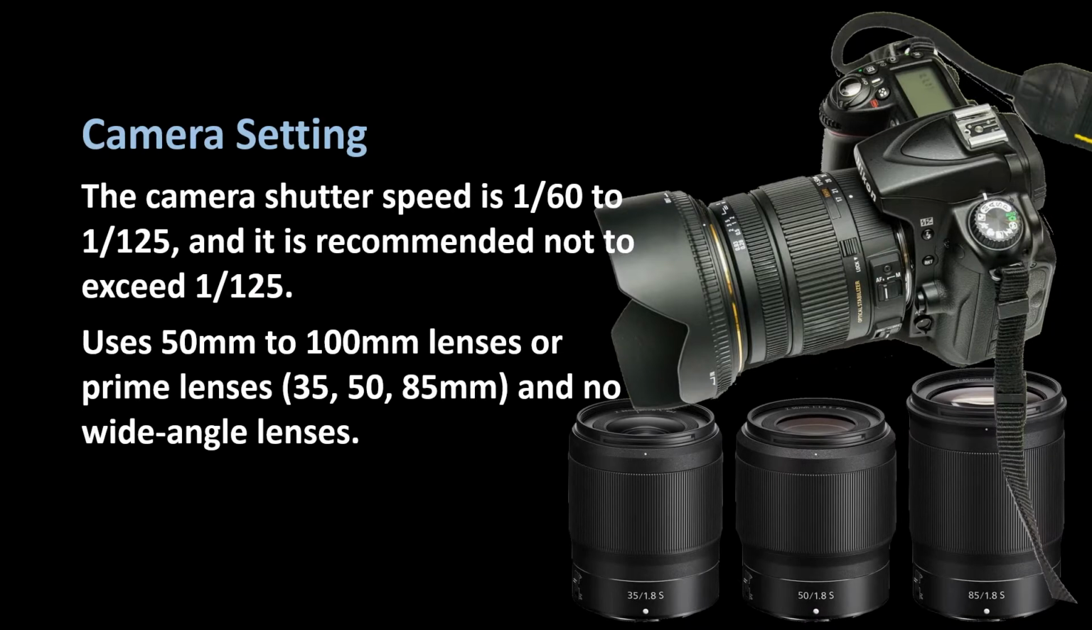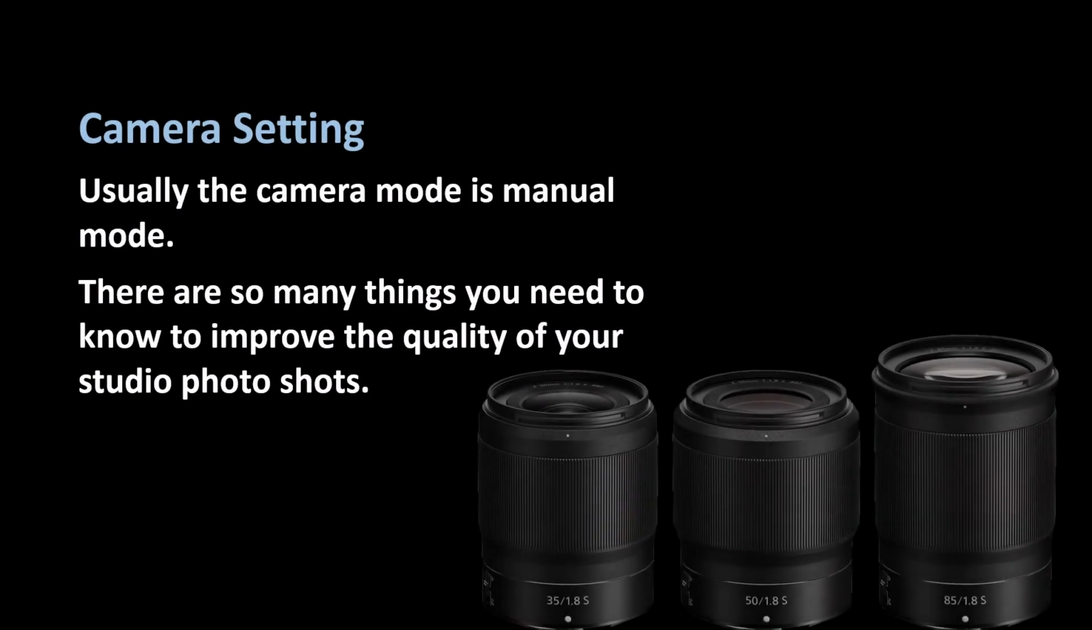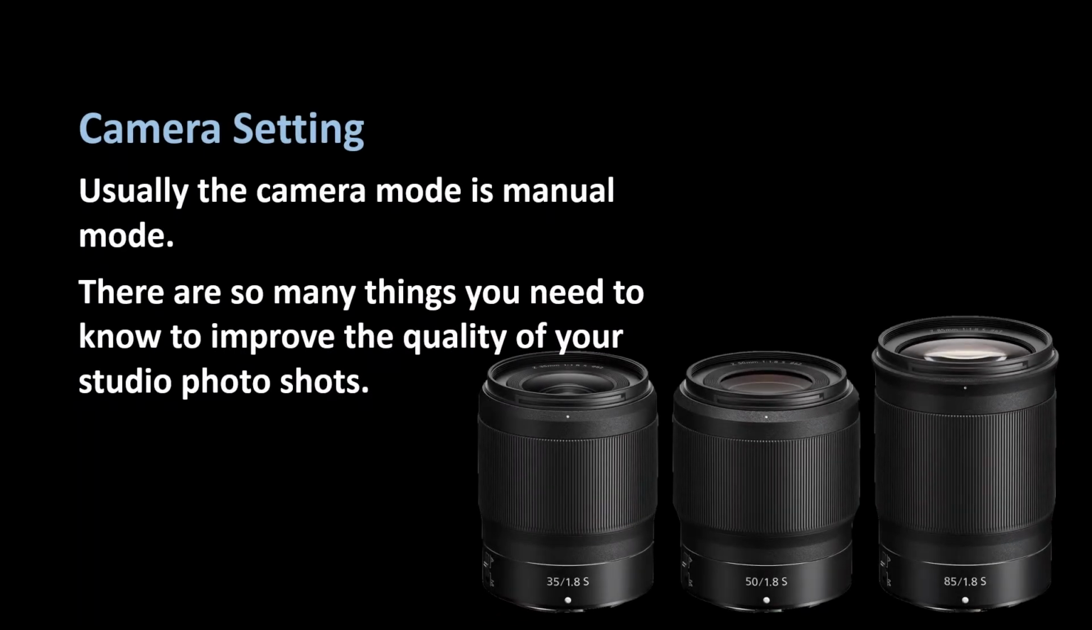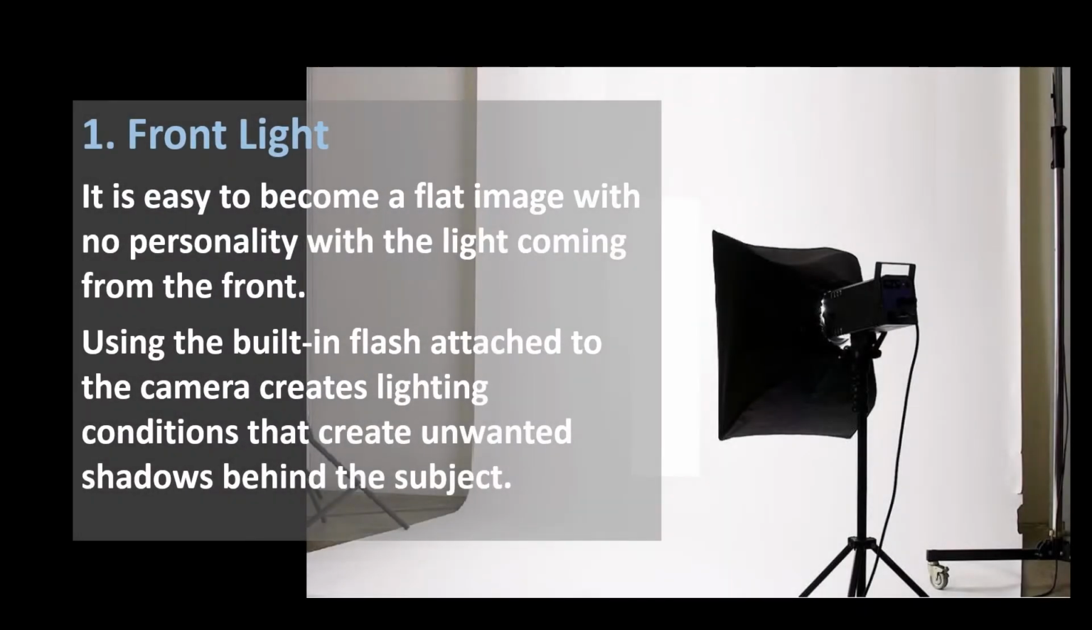The camera shutter speed is 1/62 to 1/125, and it is recommended not to exceed 1/125 seconds. Use 50 to 100 mm lenses, or 35, 50, 85 mm as prime lenses. Usually the camera mode is manual mode. There are so many things you need to know to improve the quality of your studio photo shots.